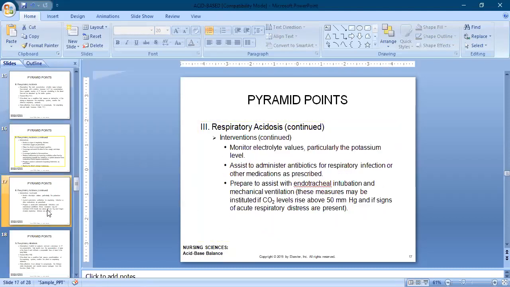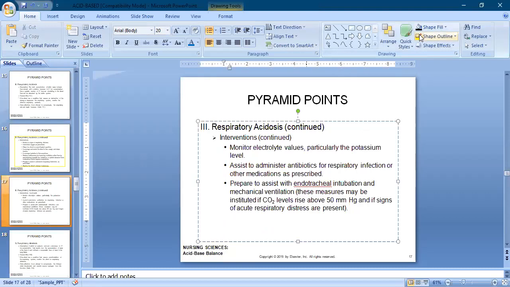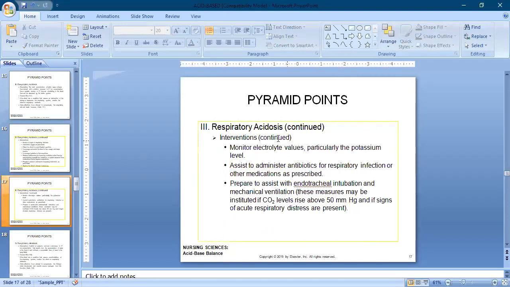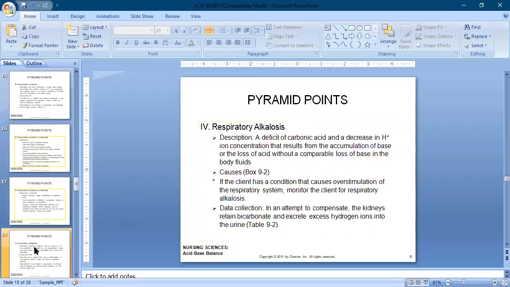Respiratory acidosis continuation here. So monitor the electrolyte balance. Electrolytes means potassium, sodium, phosphorus. Assist to administer antibiotics for respiratory infection. And also prepare to assist with endotracheal intubation or mechanical ventilation. It depends upon the patient's condition. If they're really bad, we have to do it.